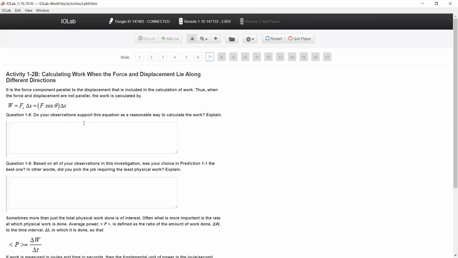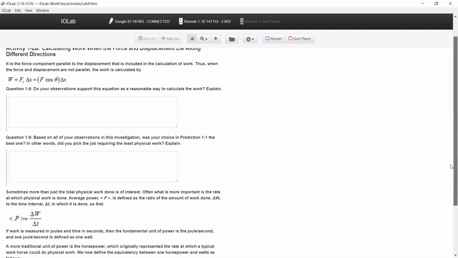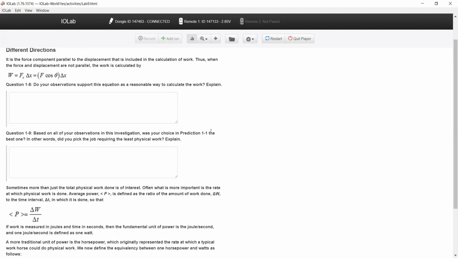Do your observations support this equation as a reasonable way to calculate the work? So you can see your calculation, your work, and based on that, you may decide, okay, for the calculation, no. So based on all your observations in your choice of prediction 1-1, was that right? Did it require less work?